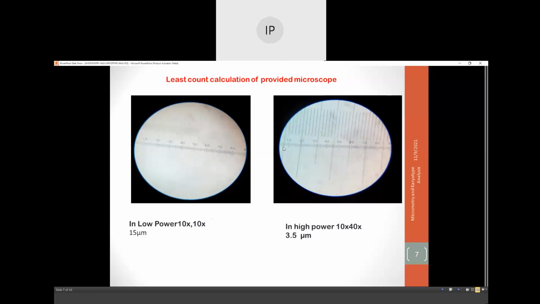And at high power, again you pay attention to the 20 of ocular division and come to 30, and if you count, there is 1, 2, 3, 3.5 stage divisions. So the least count is 3.5 micrometer for this high power magnification.